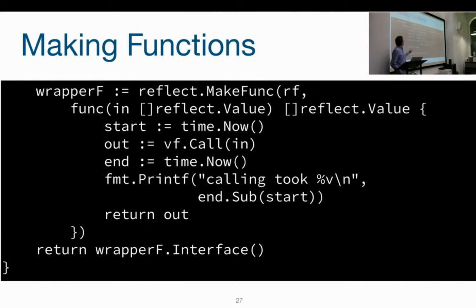We then call the reflect make func function, and we pass in our type, the rf, and we declare this closure. So its input parameters are a slice of reflect value. Its output is a slice of reflect value also. And inside of our closure, we call start time now, the current time. We call our function, the reflection of calling the function, get the output parameters, time now to the end, print that out, and return back the output from that function inside of our closure. And then in our main function, we return back an interface representation of our new function that's generated.